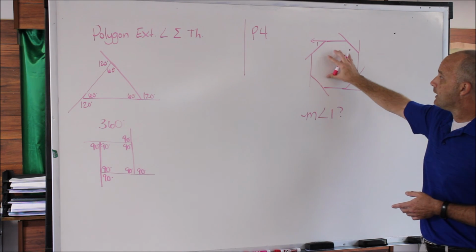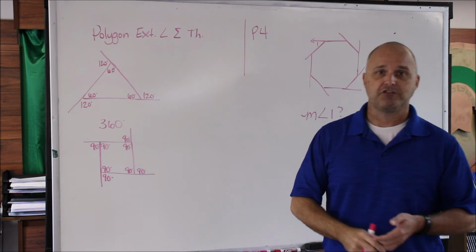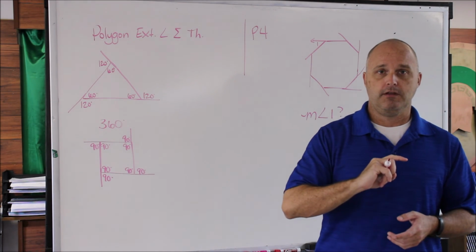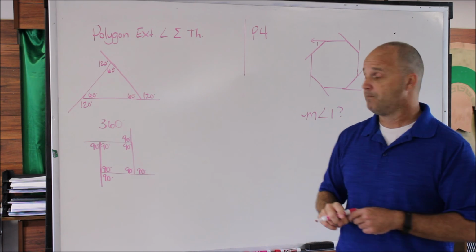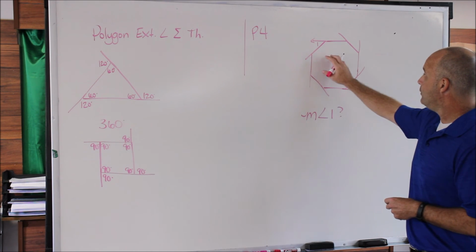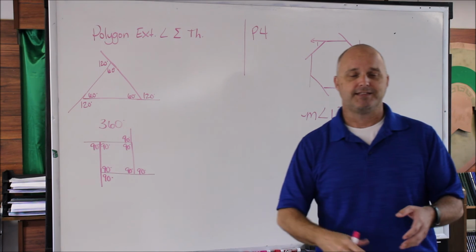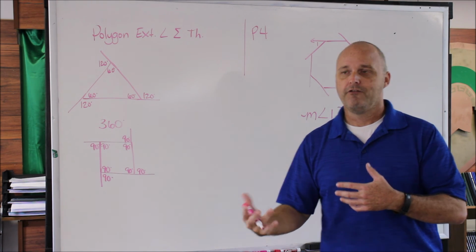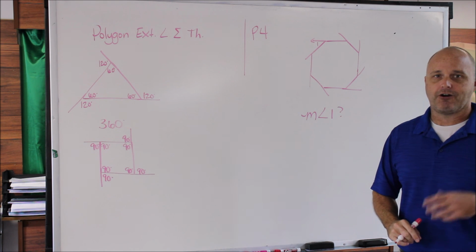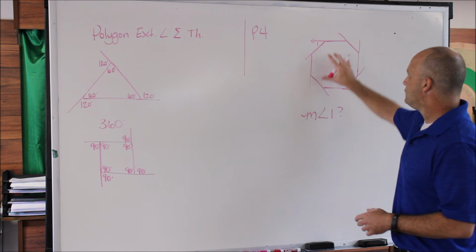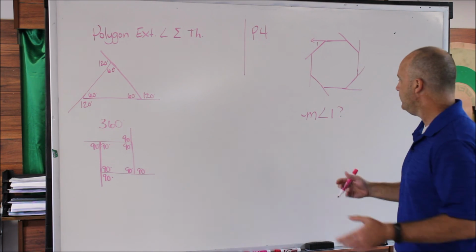In problem number 4, we're given an octagon which has exterior angles that have been drawn off of it. And we're asked, what is the measure of a single exterior angle? So not the sum of them, but one exterior angle. So what we're going to do is use the polygon exterior angle sum theorem to tell us, hey, there's 360 degrees for these exterior angles. And since there are 8 angles, then if this is a regular octagon, all of those exterior angles are going to be equivalent or equal to each other.